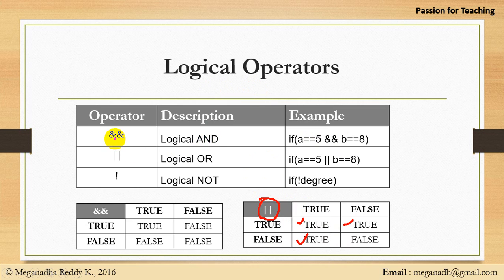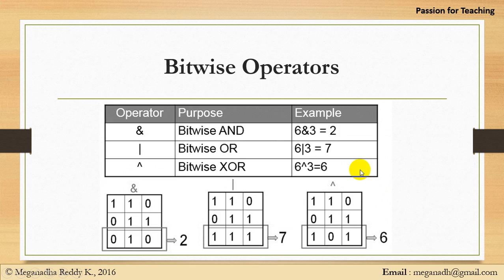For logical AND we use 2 ampersand symbols. For logical OR we use the pipe symbol, 2 pipe symbols, and this is for logical NOT. We'll see some programs in the next lecture, where we start with Visual Studio. We're going to see programs for all these operators. Okay, now let's go to the next one.